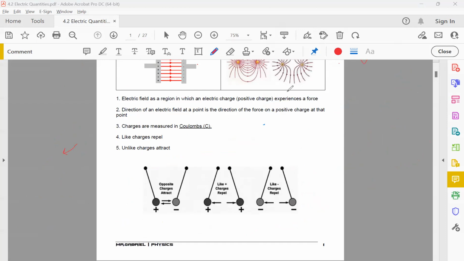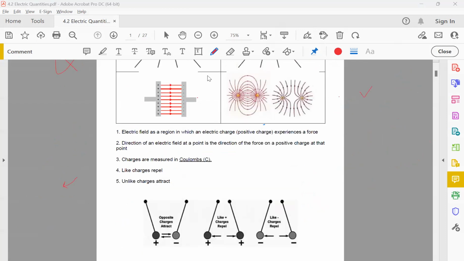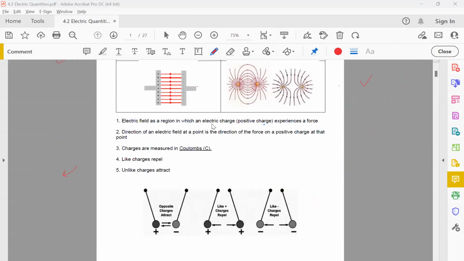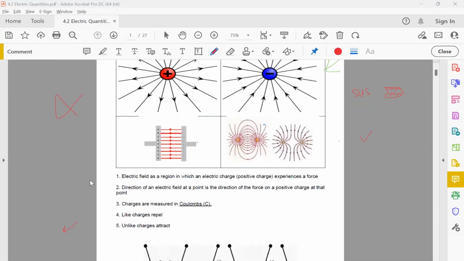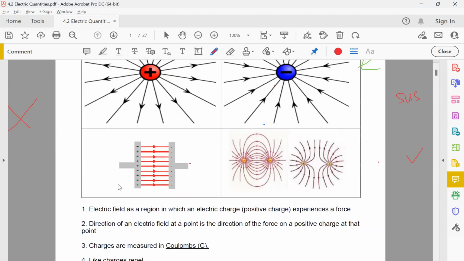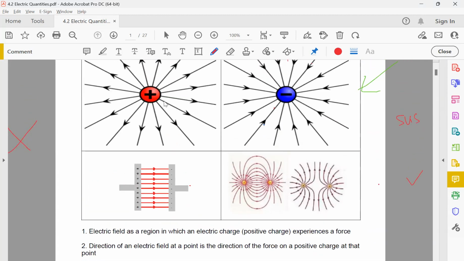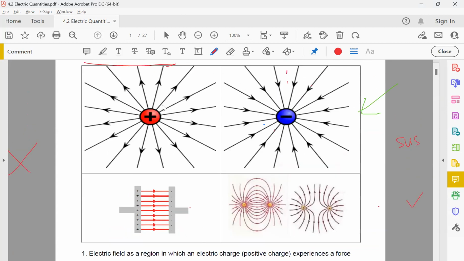Okay, so if you look at the statements here, very straightforward, guys. Electric field is a region in which electric charge experiences a force. Guys, let me explain this a little bit. You will encounter this in your exam, and you actually need to write this down. And it's hard to memorize without understanding what's going on first, guys. You know, I say that the electric field lines are always going from positive to negative, right?